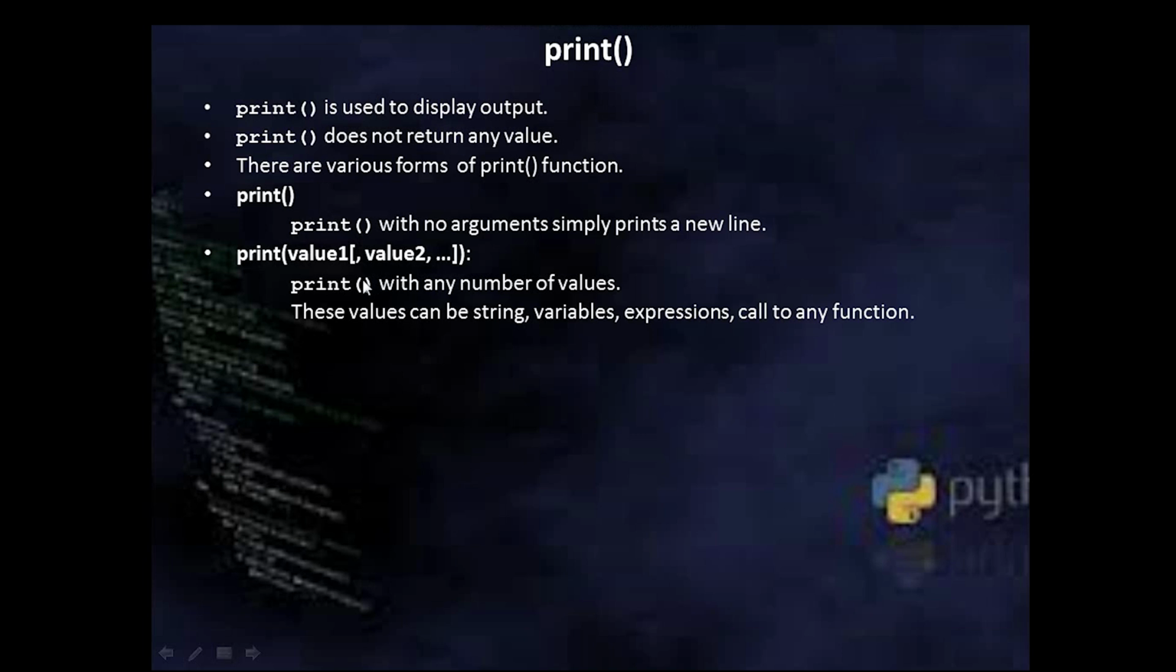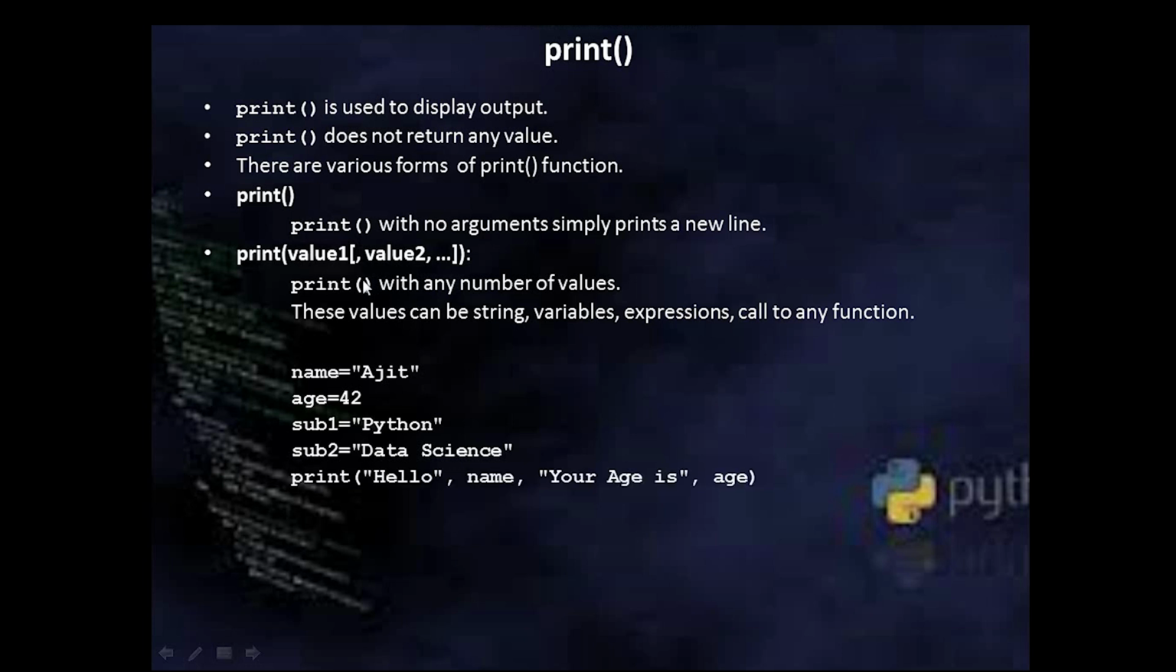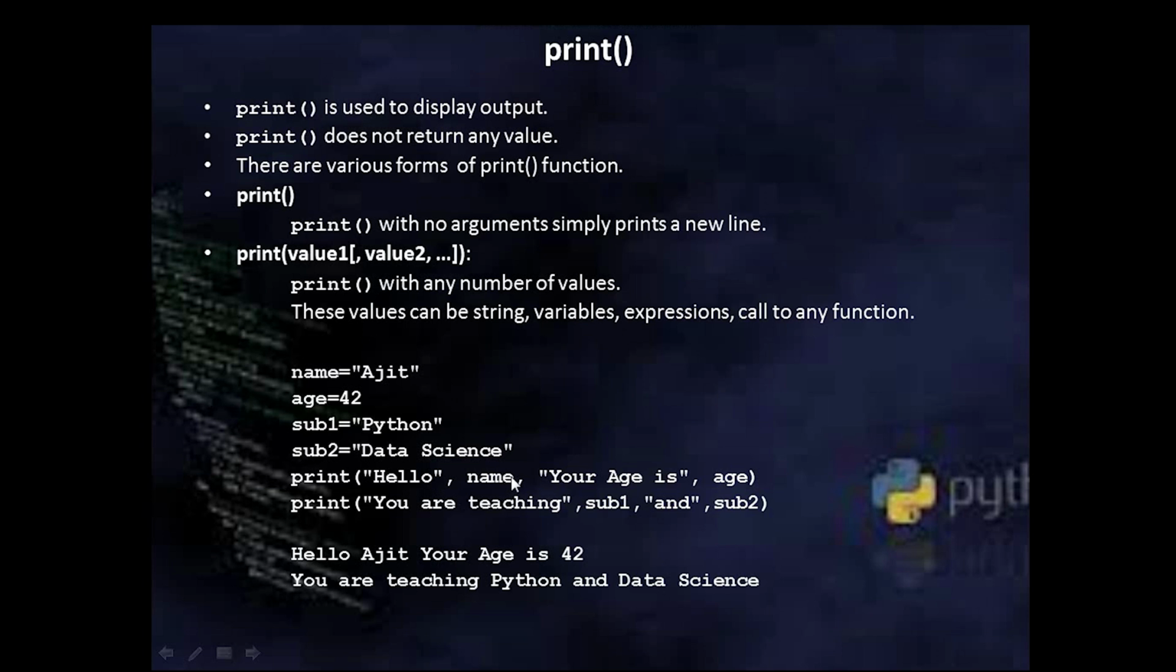As an illustration, I've created one variable name with value Ajit, age with value 42, sub1 with value Python, sub2 with value data science. Now to print, I've passed a list of values: one is a string, then a variable, again a string, then a variable. It will display all these values one after another, separated by space. You can see the result is: hello Ajit, your age is 42. You are teaching Python and data science. And by default, you can see all the values are separated by space.